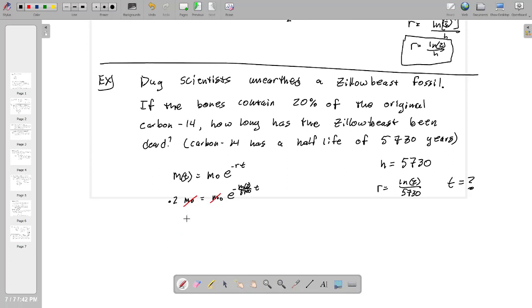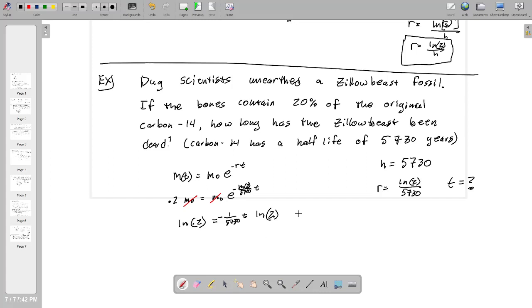We take the ln of both sides. We end up with ln of 0.2 here on the left, and on the right, this is all an exponent. So when we take the ln, the e and the ln sort of cancel out, and we're left with 1 over 5730 times t times ln of 2. And we have a negative here.